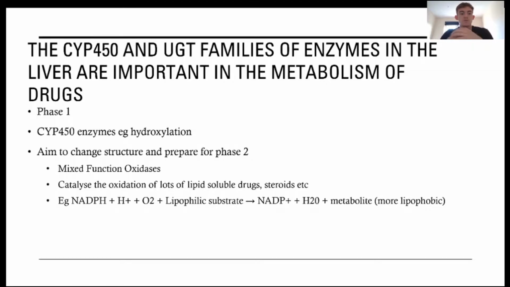So phase 1, what happens? This is mainly done by the CYP450 enzymes. An example of that is hydroxylation, where a hydroxy group is added to change the structure. What that does is prepare the drug for stage 2. That's helped by mixed function oxidases, which catalyze the oxidation of lots of lipid-soluble drugs and steroids as well, and some other stuff.